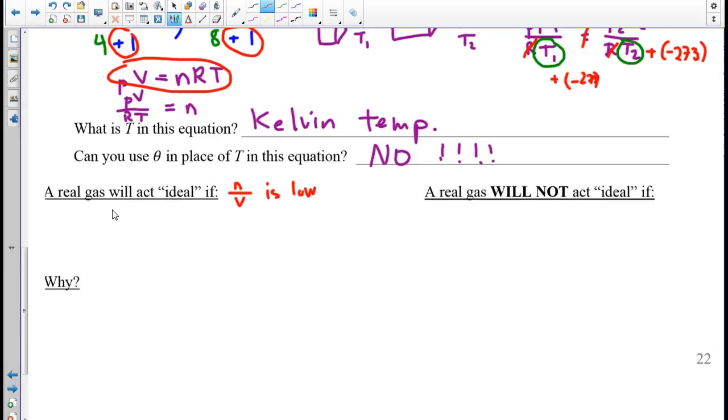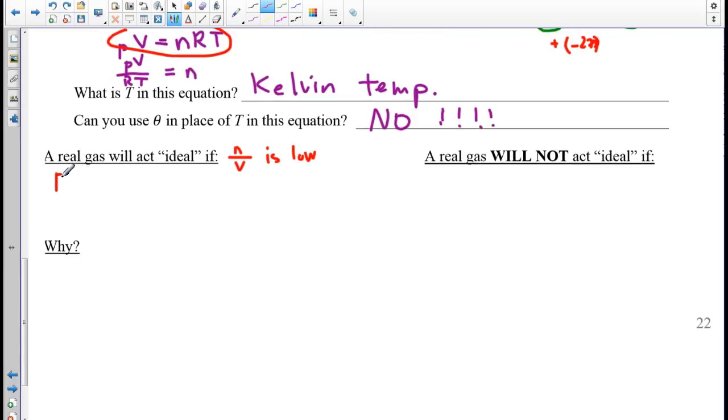Wait a second. PV equals nRT. n over V, what's n over V equal to? Rearrange this equation. Try it out.